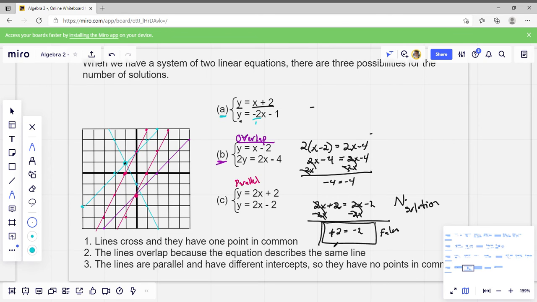These lines overlap, so they have an infinite number of solutions. These have no solution, and these only have one solution. So the first possibility is the lines cross, and they have one point in common, one solution. If the lines overlap because the equation describes the same line, they're going to have an infinite number of solutions. And if the lines are parallel and have different intercepts, they'll have no points in common, no solutions.